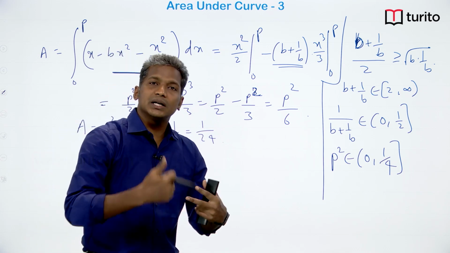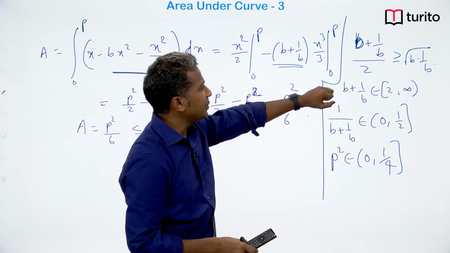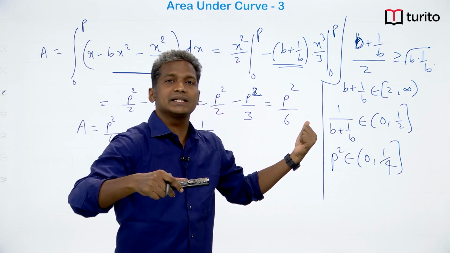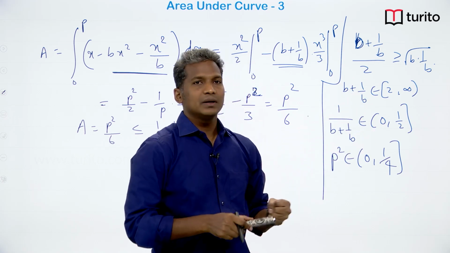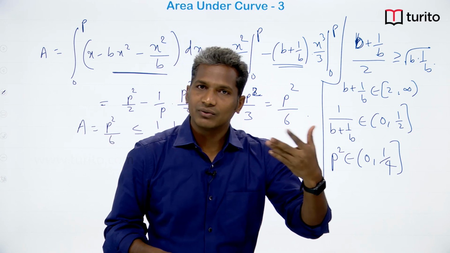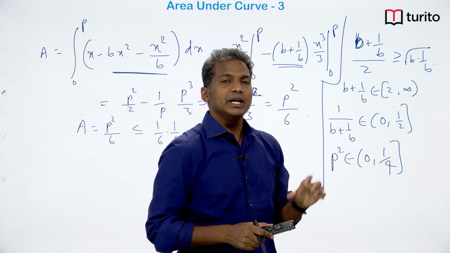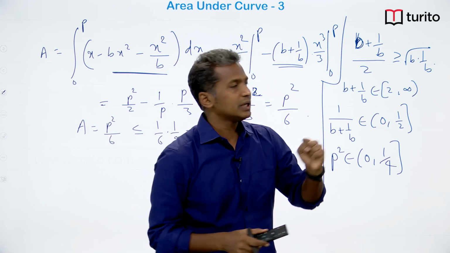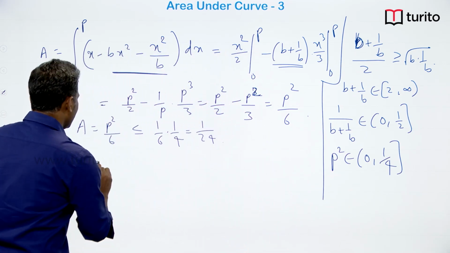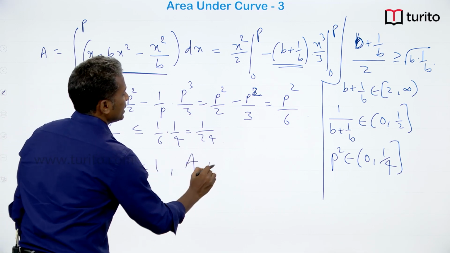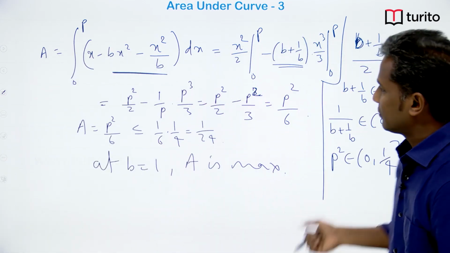Now that maximum occurs when p is at its maximum, which is 1 by 2. So when p is at its maximum, b plus 1 by b must be at its minimum. b plus 1 by b is minimum when b is equal to 1. That is when AM-GM inequality is satisfied with equality. So in AM-GM, equality occurs when all terms involved are equal. So b must be equal to 1 by b, which will give us b equal to 1. So basically at b equal to 1, area is maximum. So that means we have found the value of b. Okay. So this way we can solve this problem.